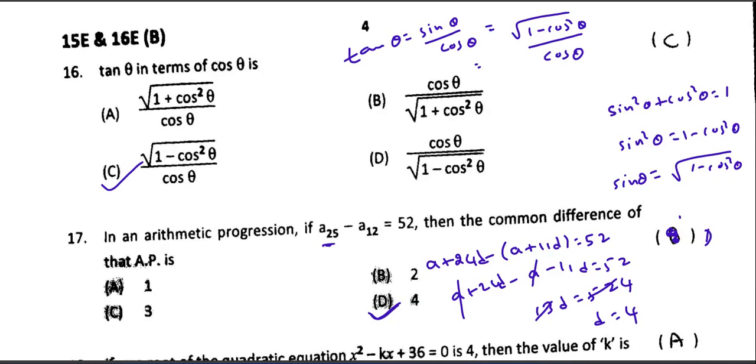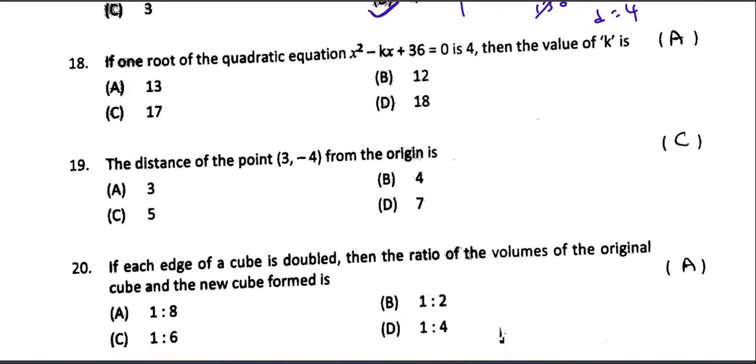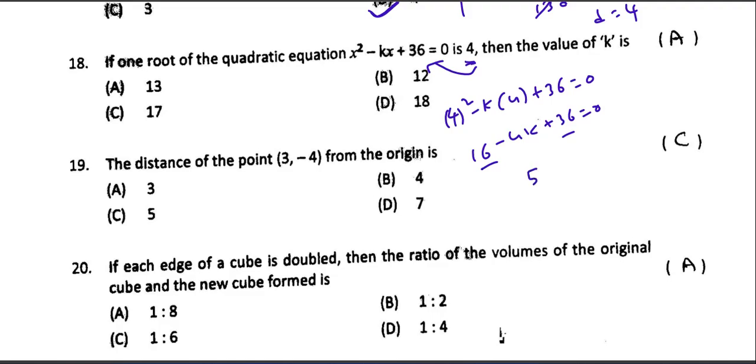Okay, next. One root of the quadratic equation is 4. Root means that value satisfies the given equation. So in place of x you substitute 4. 4 square minus k into 4 plus 36 equals 0. 16 minus 4k plus 36 equals 0. 36 plus 16, 52 equals 4k. 4 ones are 4, 4 thirteens are 52. So the k value is 13. Option A is the correct answer.